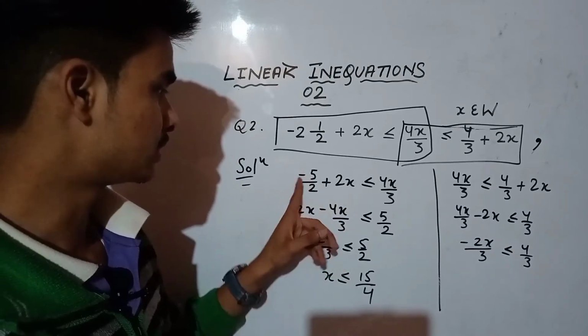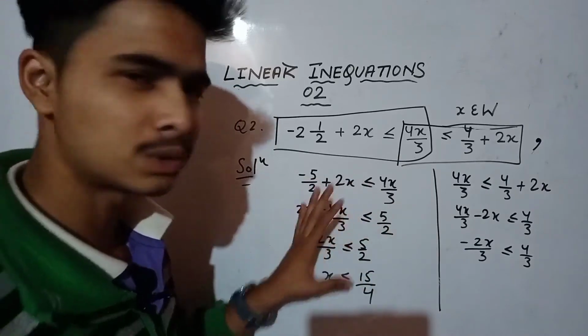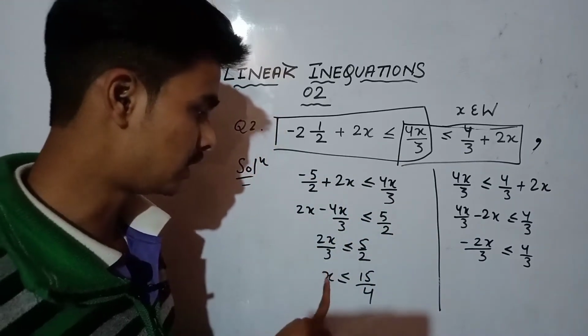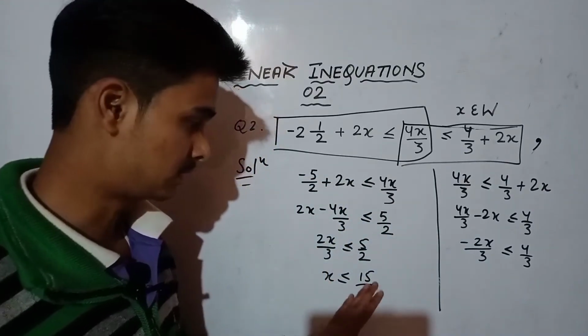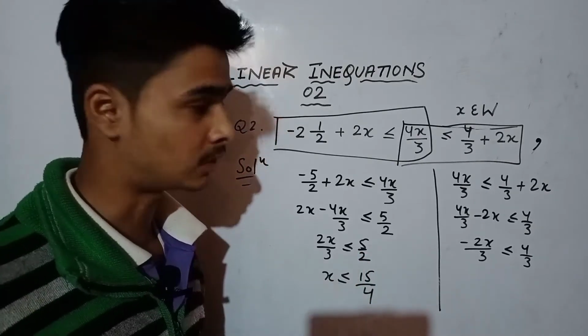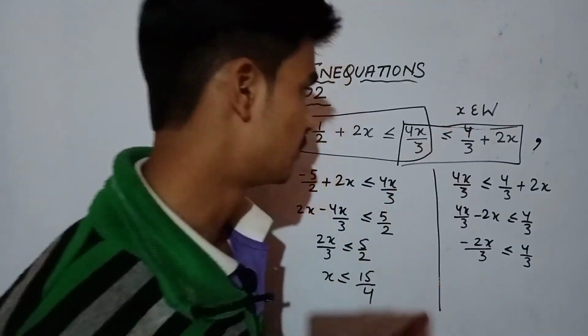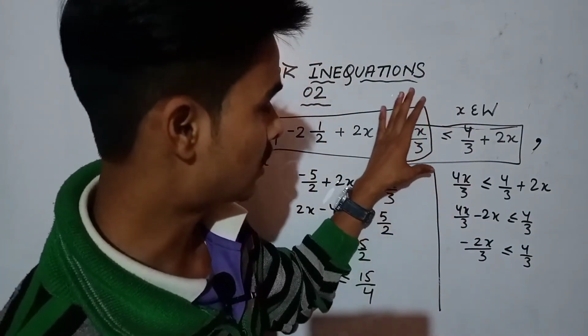Just here I have transferred this minus 5 by 2 to this side, solved this by taking the LCM, and I got the value of x as x is less than 15 by 4. So this is the first condition which I have got. Now from here I will get the second condition by solving it. So see how I have solved it.